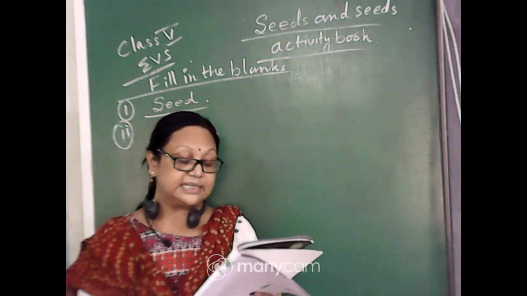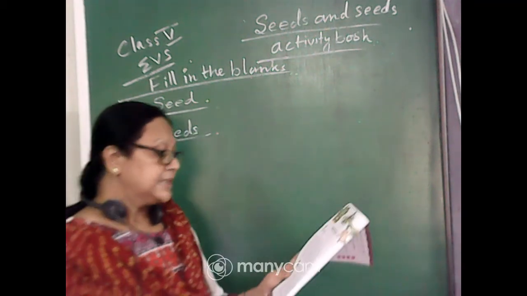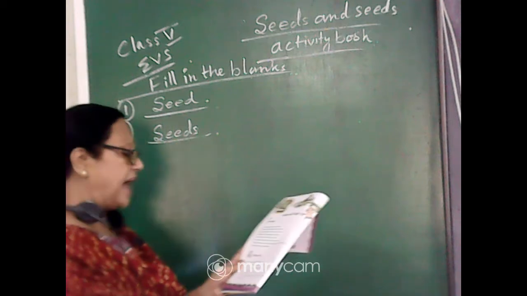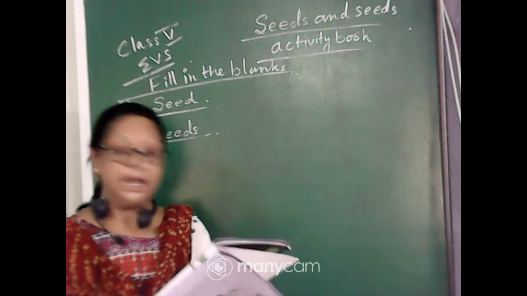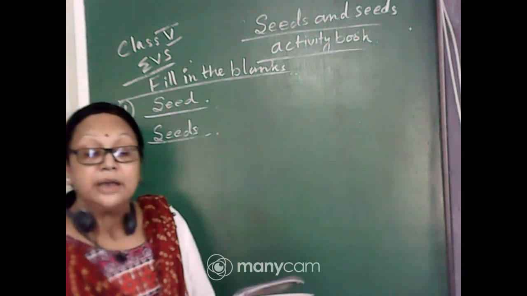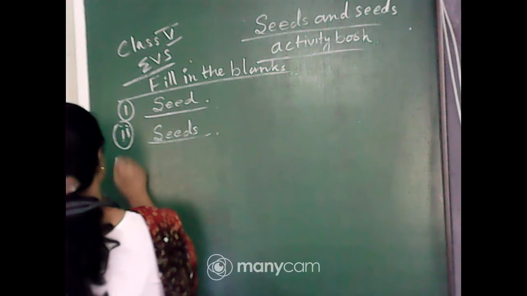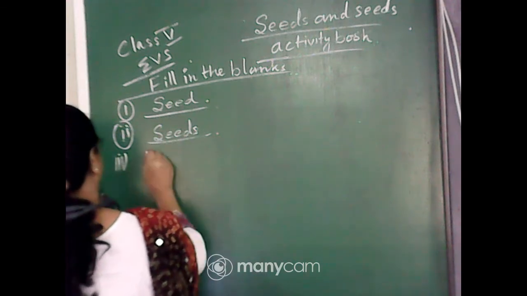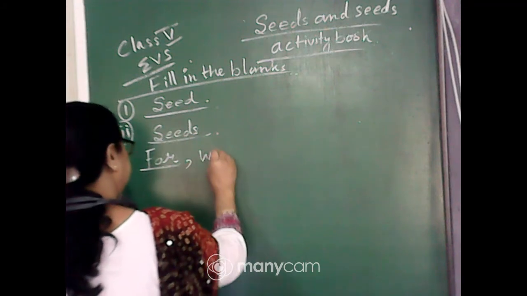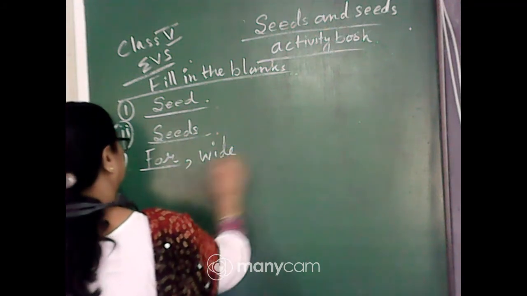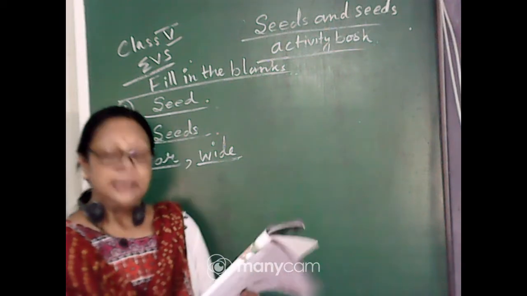Third one is: seeds can spread dash and dash. So, it should be seeds are spread far and wide through wind, water and animals. Write down, third one is first far, then wide. So, this is far and wide from the original place.